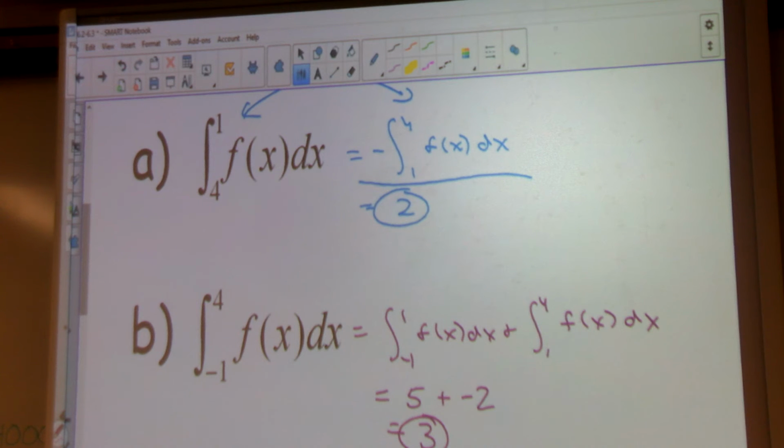By the way, the fact that that area is negative 2, what does that tell you? The majority of it is under the x-axis, right? Yes. There could be some above, but the majority of the graph is below.